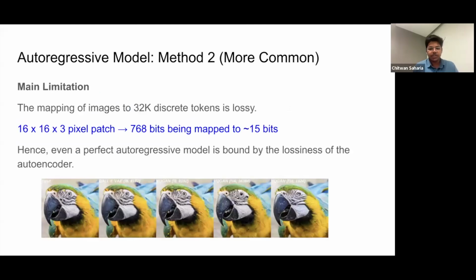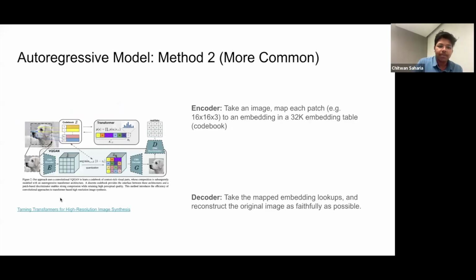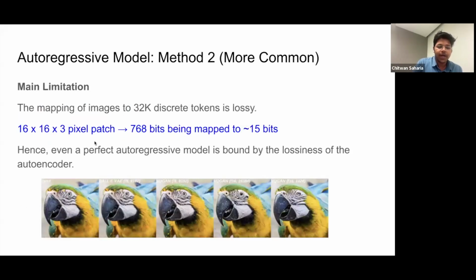Now, what is the main limitation of this approach? The main limitation, as you could have guessed, is this mapping that I talked about initially. If you consider what kind of compression we are dealing with here, a 16 by 16 by 3 patch where each value is an 8-bit value, this is a total of 768 bits that are being mapped to 15 bits, which is the 32,000 tokens that we are trying to map it into. So this is an extreme amount of compression.